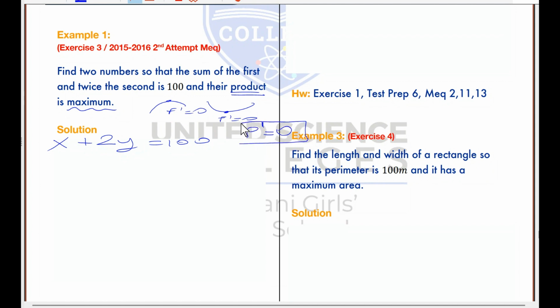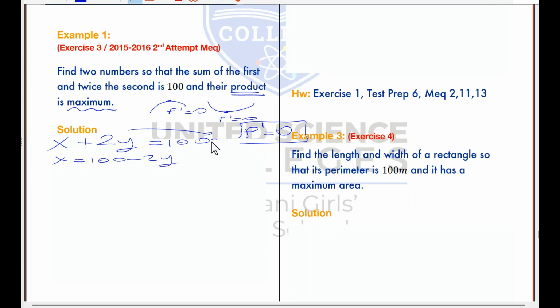Okay. So in order to get the product, I will write the equation first. I wrote the first equation, the sum equation, according to the given. But in this equation, I have two unknowns. So let's reduce the two unknowns into one. Let's get x in terms of y, for example. Bring 2y to the other side. x is equal to 100 minus 2y.